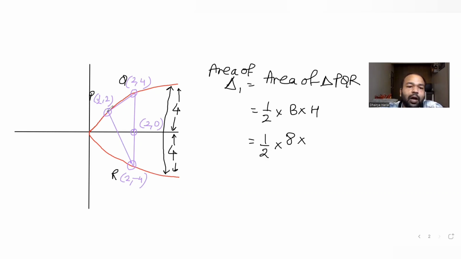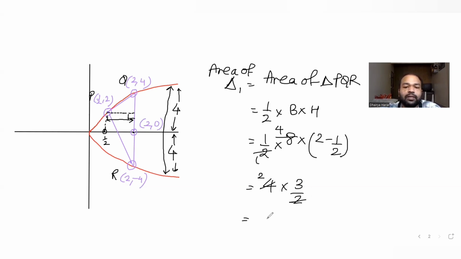Height is the perpendicular distance from the opposite vertex. When you drop a perpendicular, you get the height here. It's the difference in the x coordinates, because this point is half and this x coordinate is 2. So the height becomes 2 minus half, which is 3 by 2. So half times 8 times 3 by 2: the 2s cancel and you get 6. So the area of the first triangle is 6 square units.